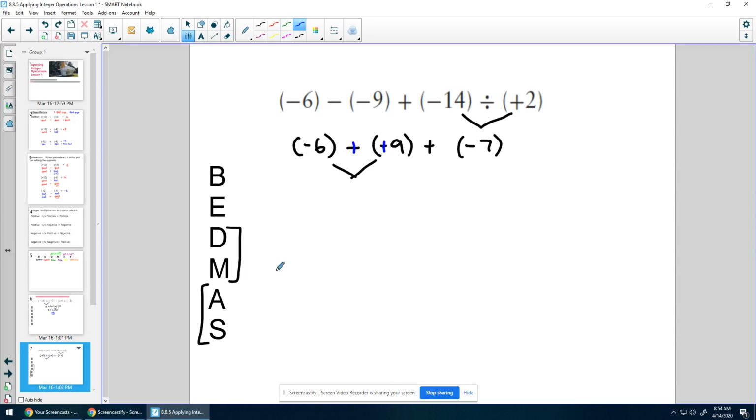Two different teams. Which team is bigger? It's going to be the positive. What's the difference between 6 and 9? 3. Plus negative 7. Same concept. Adding two different integers. We have positive and negative. Which team's bigger? The negative. What's the difference between 7 and 3? 4.